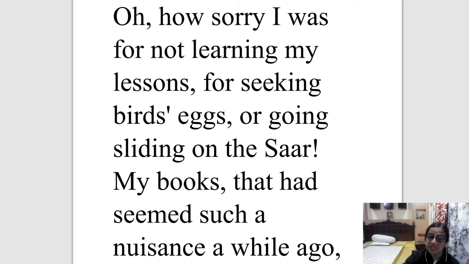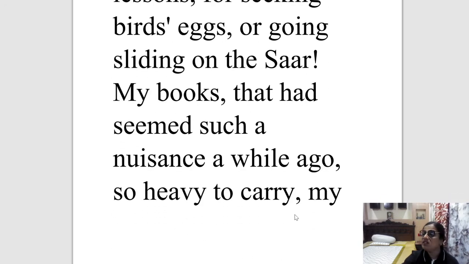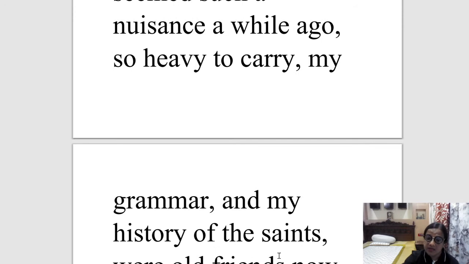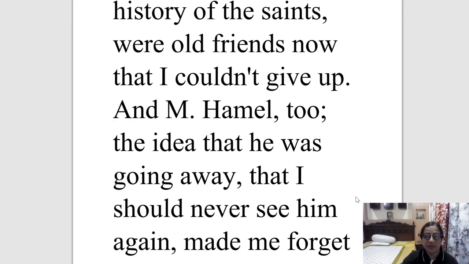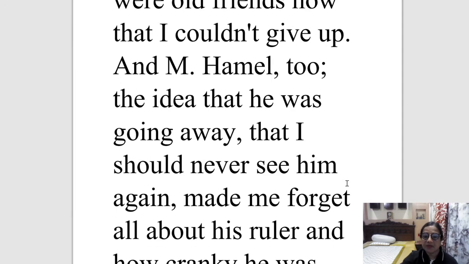My books that had seemed such a nuisance a while ago, so heavy to carry, my grammar, my history of the saints, were old friends now that I could not give up. So little Franz was thinking that all the books about grammar and history were no more alien to him, no more a burden for him. They all looked as if they were great friends. Because what? The patriotic feeling in him came up. That is, he cannot give up his mother tongue because German was to be taught from the next day.